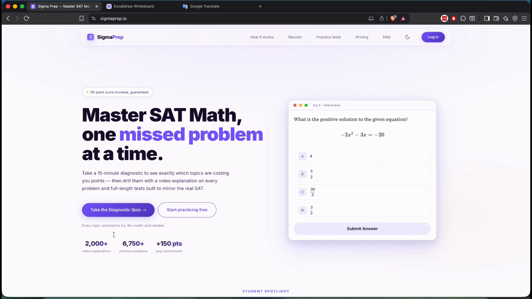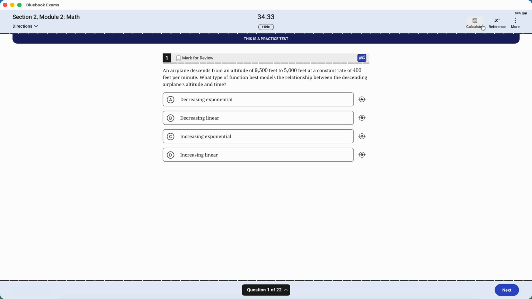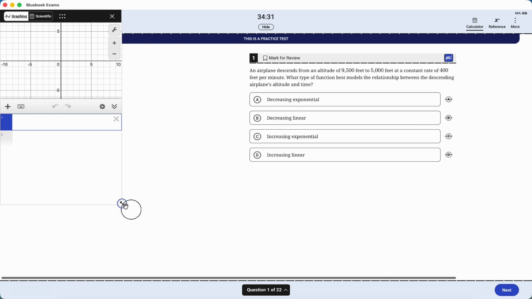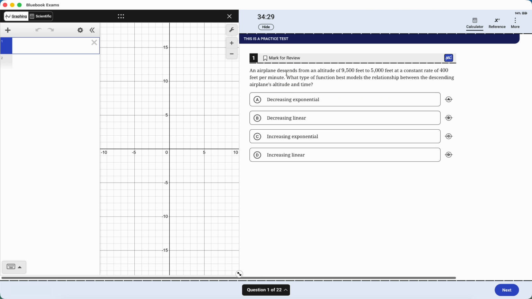Now back to module 2. All right, module 2 jumps straight into it. Open up Desmos. First one says, an airplane descends from an altitude of 9,500 to 5,000 at a constant rate. That's the key phrase here, and they want to know what describes this. That's going to be, well, it's declining, so it's definitely a decrease, and it's linear.